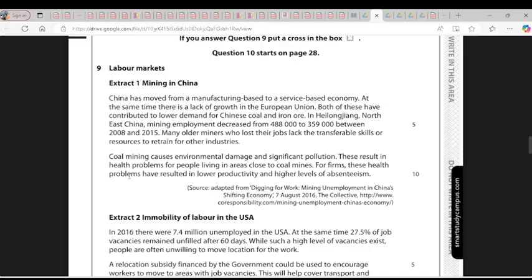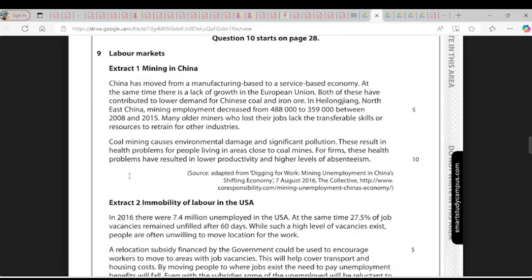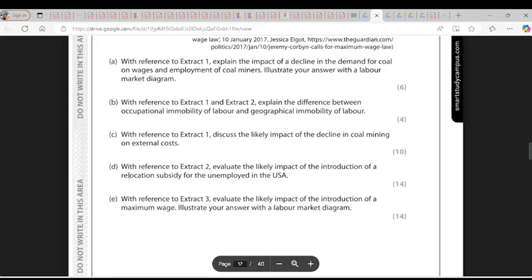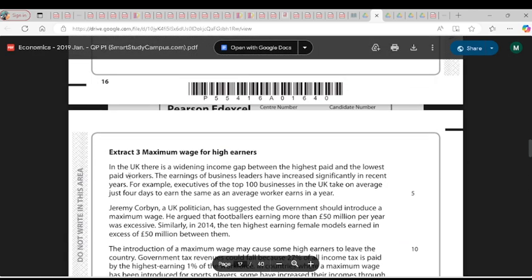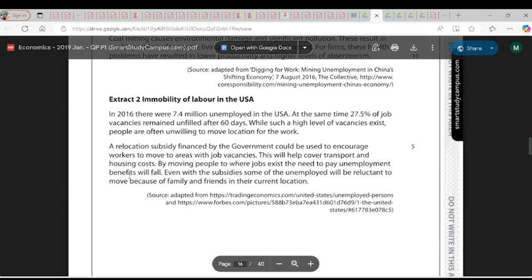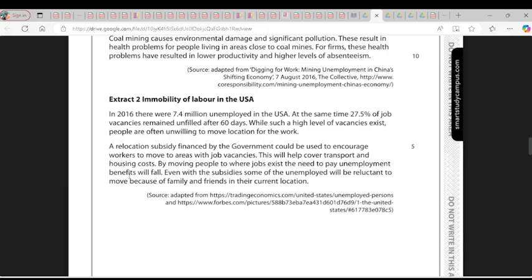That's C, right? Okay, we'll go to question D now. With reference to extract 2, evaluate the likely impact of the introduction of a relocation subsidy on the unemployed in the USA. So we'll go back to extract 2. We read it already. First, what is subsidy? Subsidy is a financial help from government. Now go to relocation subsidy.